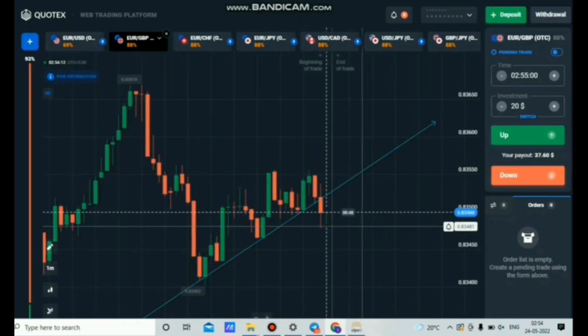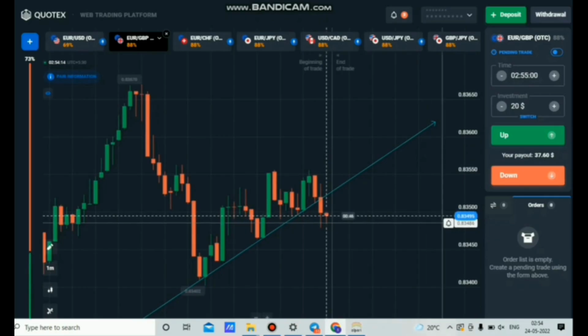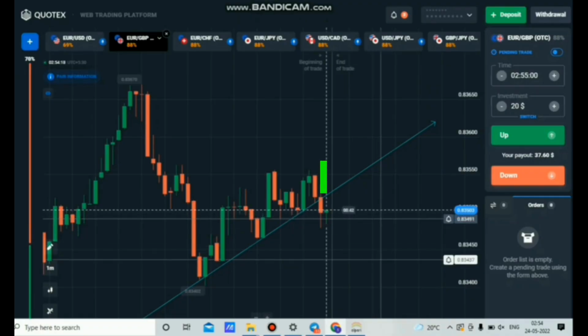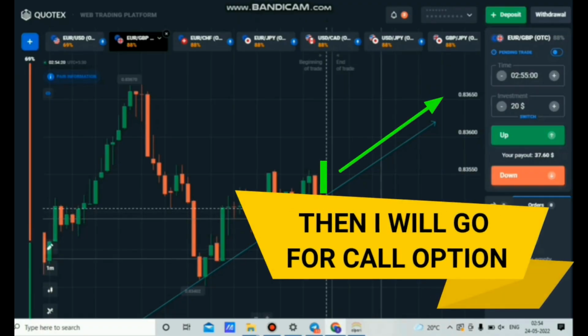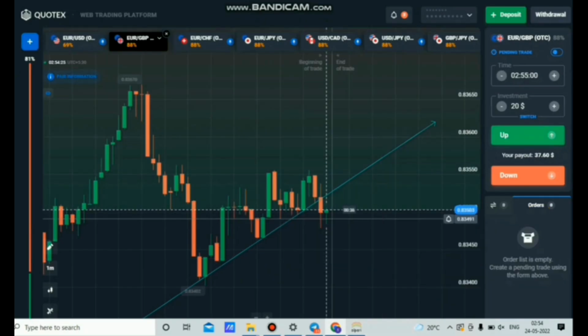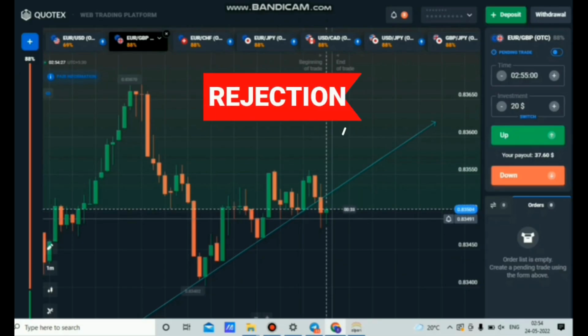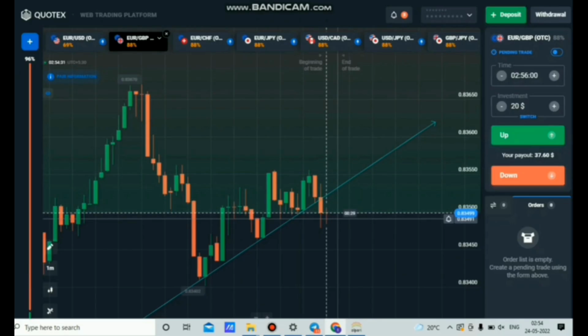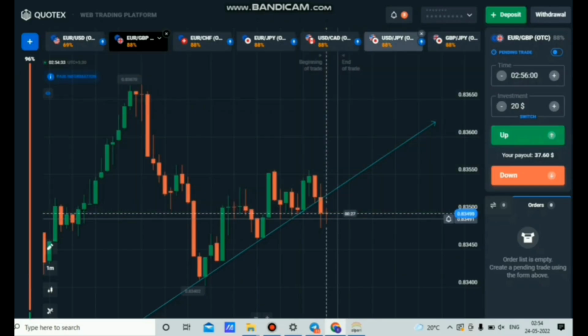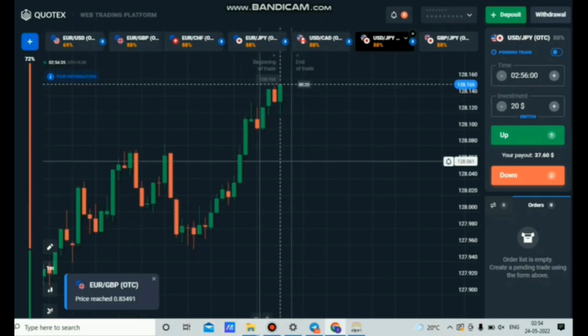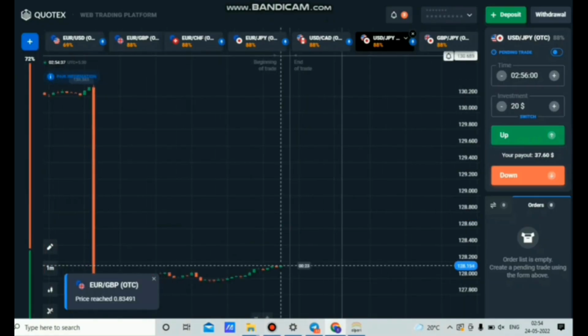Now suppose a green candle was being made here. Then I would have taken a trade in the upward direction here, because I would know that the buyers have control over the market. But here the rejection came from above. The candlestick wick was not a small wick. It was a very big wick here. So I found out that the bearish sentiment is going to dominate the market, so I took a trade in the downward direction. So this was our first trade of this video.